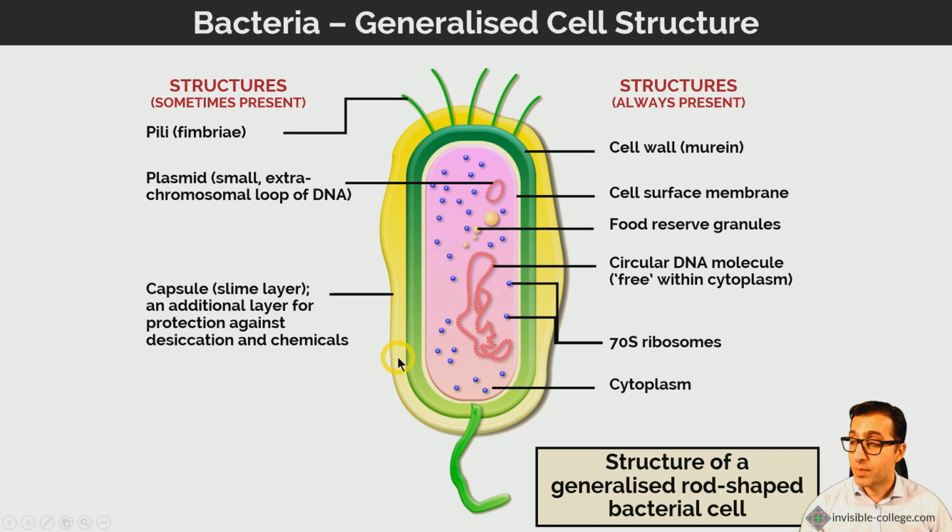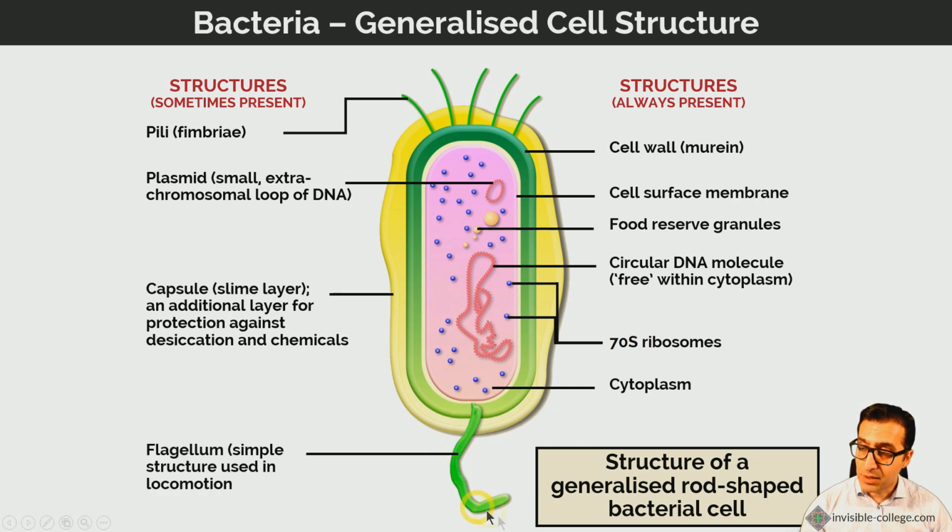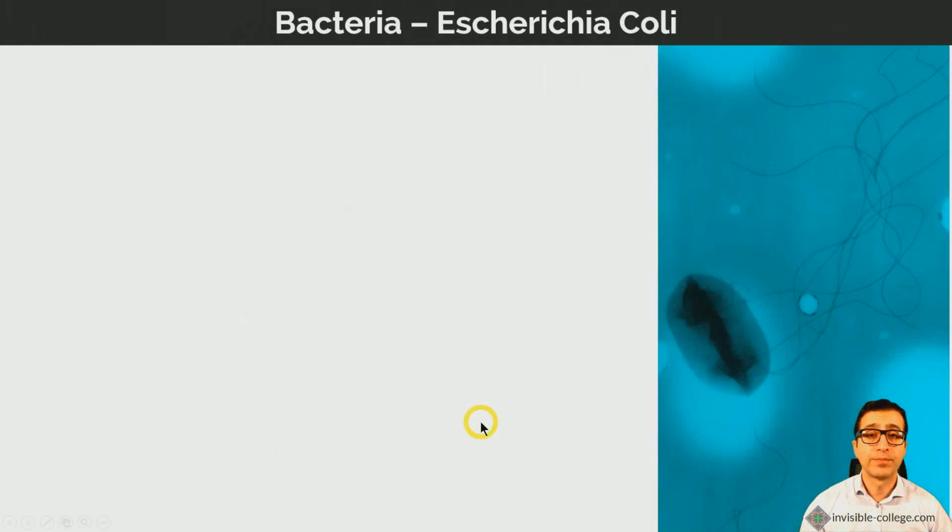Some bacteria, not all bacteria, but some will have this capsule of a slime-like material which encases the cell wall. Now this gives an added layer of protection against chemicals in the environment and also prevents the bacterium from drying out if the environment becomes dry. Some bacteria will have this kind of tail-like structure called a flagellum. Some of them will have multiple flagellae. Now, the purpose of this structure is that it rotates like a little propeller to propel the bacterium through liquids to allow it to move.